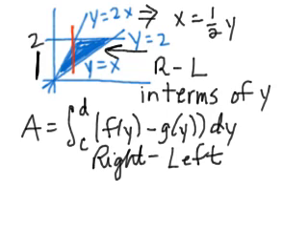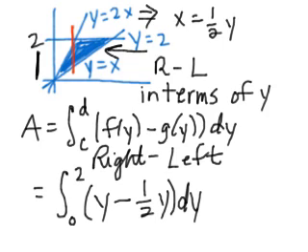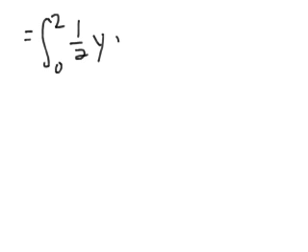Okay, so what we're going to have when we plug all of this in is 0 to 2. Our right side is x is equal to y. Going to subtract the left side function, which is 1/2 y dy. And we'll go to the next screen. And so we have 0 to 2, once we simplify that, 1/2 y dy.